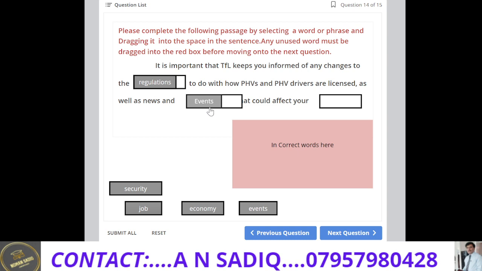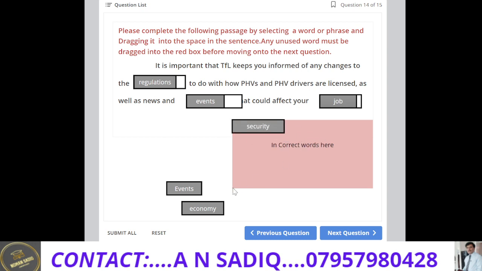So here it will be events. It is news and there should be events, not event. See, there is event and here it is events as well. Both are events, but one starts with capital E and the other with small e. Since it is in the middle of the sentence, it should start with the small letter e. So be careful. If you put the event starting with capital E, you will definitely lose marks. And that could affect your job. So here there will be job. So security, events, economy should be placed here.